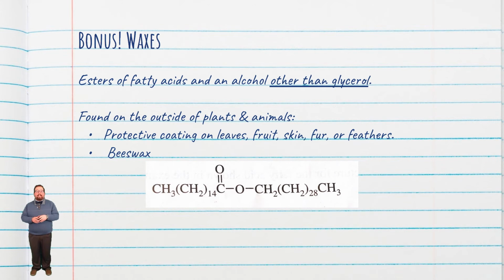Well, today's your lucky day. You get a bonus group of lipids called waxes. These are esters of fatty acids and any other alcohol than glycerol. They're often found on the outside of plants and animals, as in protective coating on leaves, fruits, skin, fur, or feathers, or as in beeswax. The condensed structural formula of beeswax is shown here.